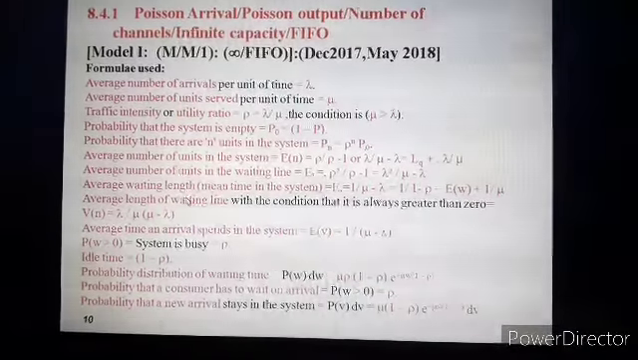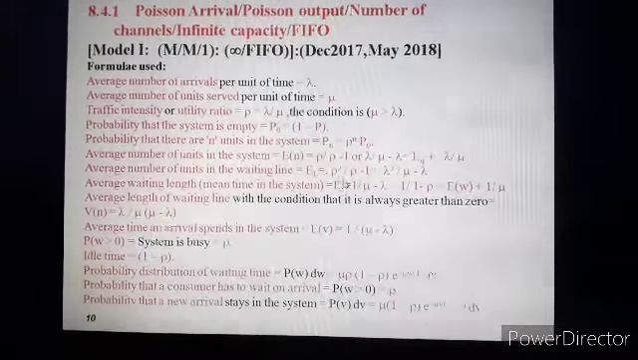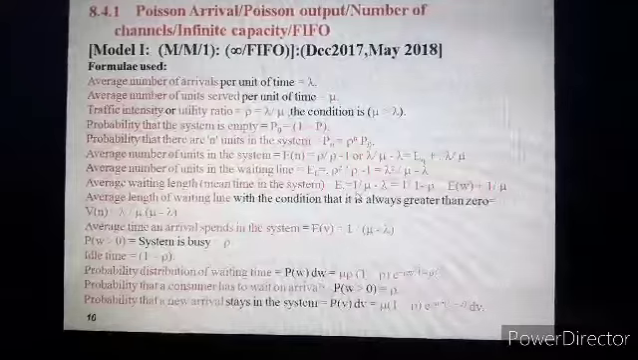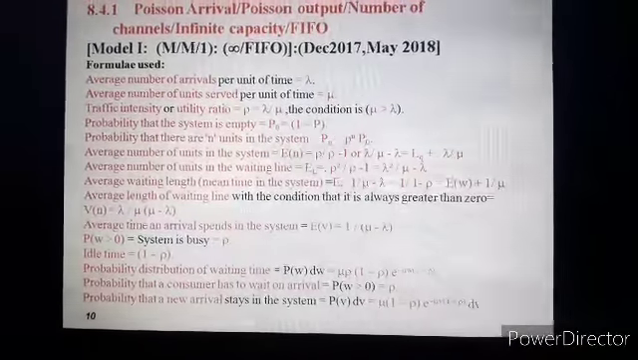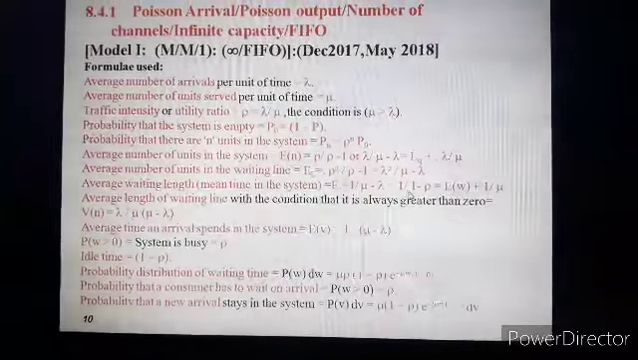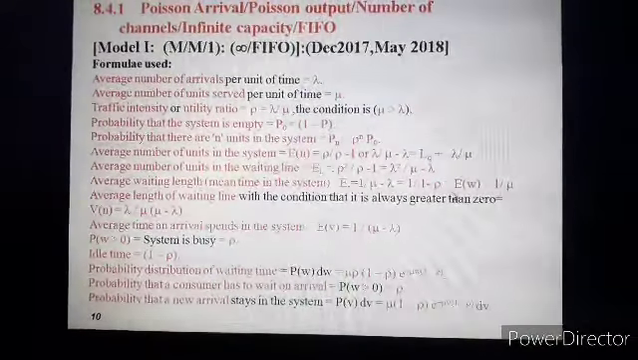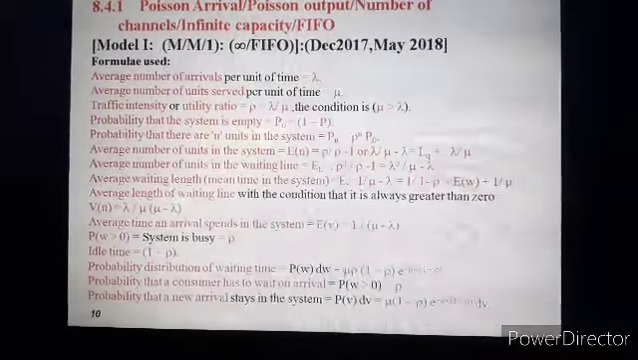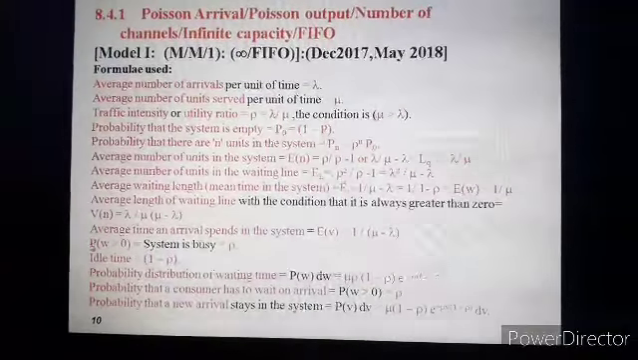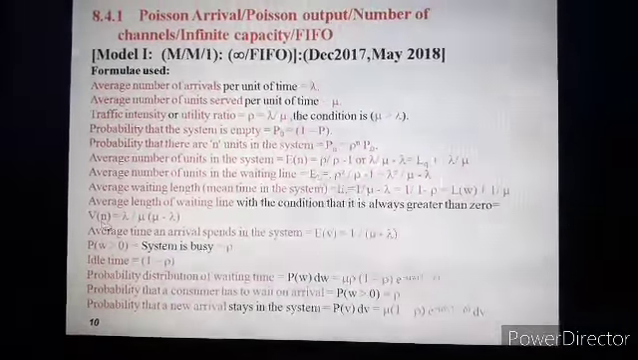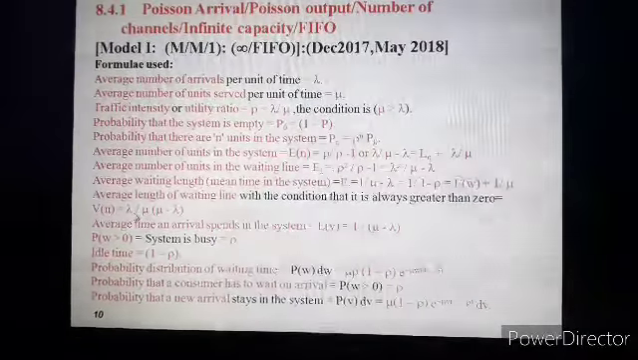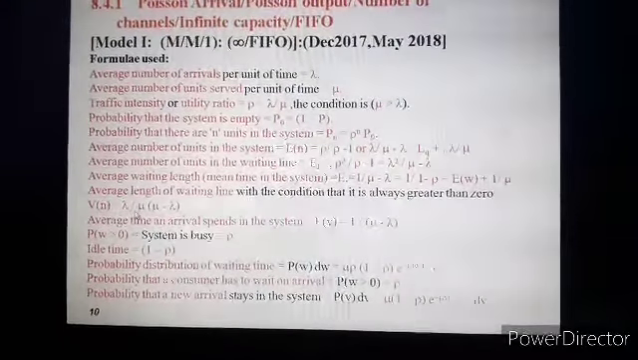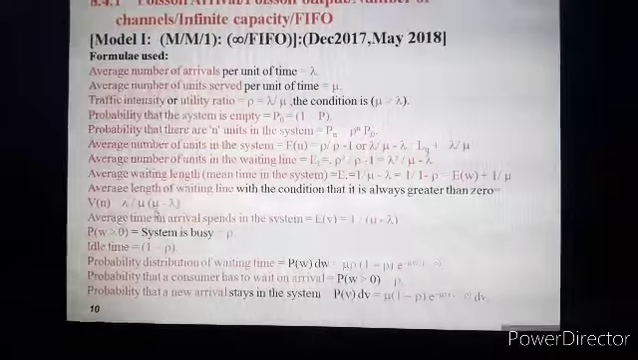Then the average waiting length, or that is the mean time in the system, is denoted by capital E. It is taken as 1 divided by mu minus lambda. Again we can replace this value in terms of traffic intensity. So it is 1 upon 1 minus rho, or the same we can write as EW plus 1 by mu. Then the average length of the waiting line with the condition that it is always greater than 0 is denoted by V of n. It is equal to lambda divided by mu into mu minus lambda, where this whole term is in the denominator.